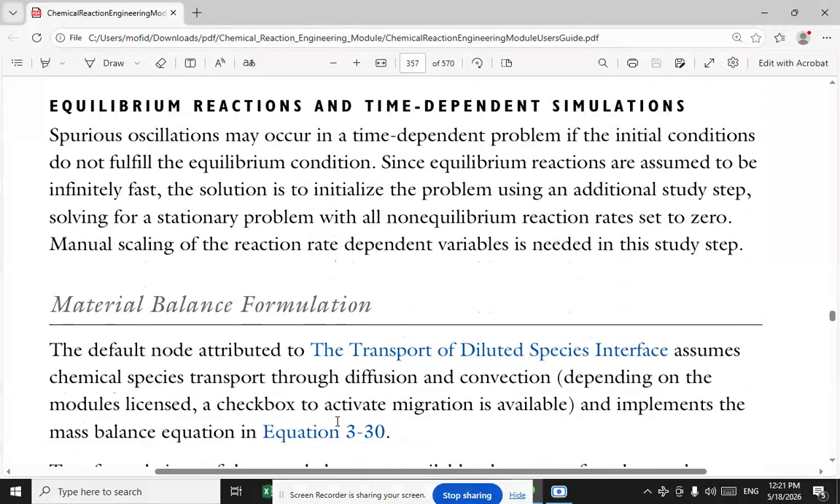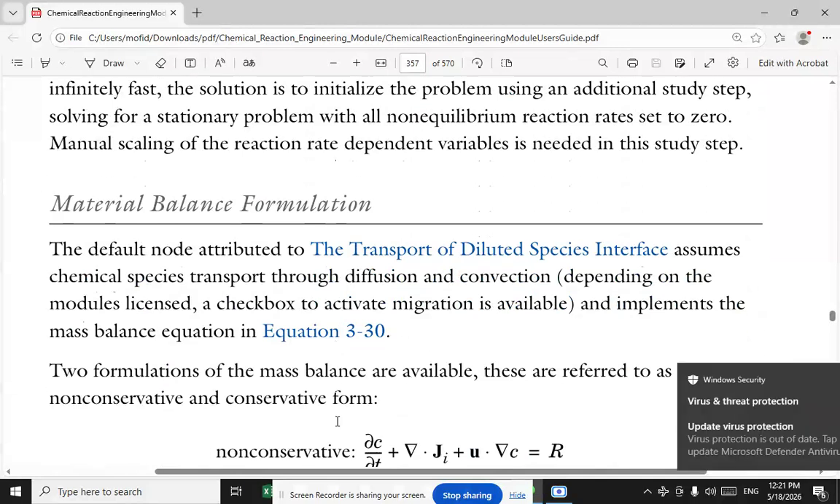Now I want to go through the equilibrium reactions and time-dependent simulations. Spurious oscillations may occur in a time-dependent problem if the initial conditions don't fulfill the equilibrium conditions. Since equilibrium reactions are assumed to be infinitely fast, the solution is to initialize the problem using an additional study step, solving for a stationary problem with all non-equilibrium reaction rates set to zero. Manual scaling of the reaction rate dependent variables is needed in this study step.